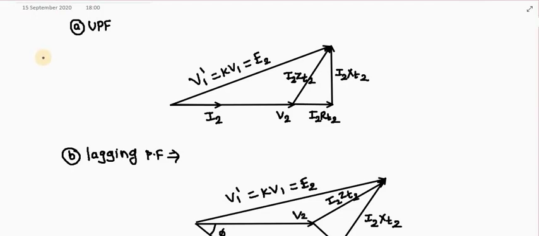In my next lecture I will explain the mathematical expression for approximate voltage regulation of the transformer, as well as we will see the efficiency of the transformer.